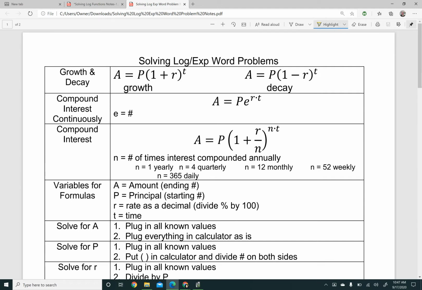There's formulas here that you've probably seen before, because I know we've done growth and decay in Math 2 and compound interest in Math 3. The only thing that's probably new here is this continuously. So the formula for growth and decay is A equals P times 1 plus R to the T.